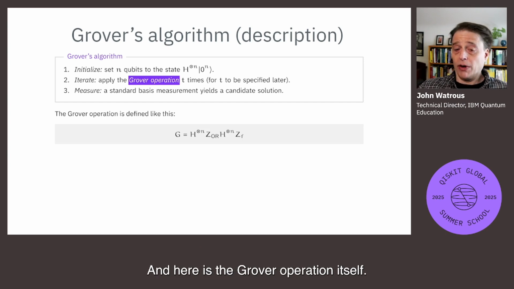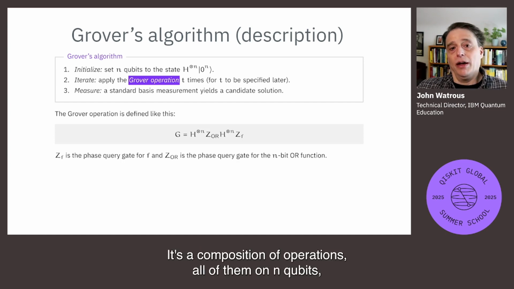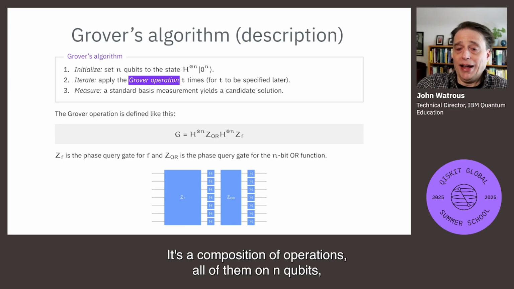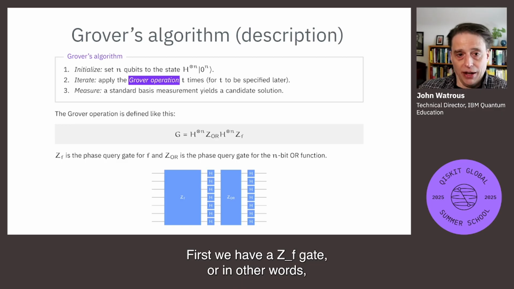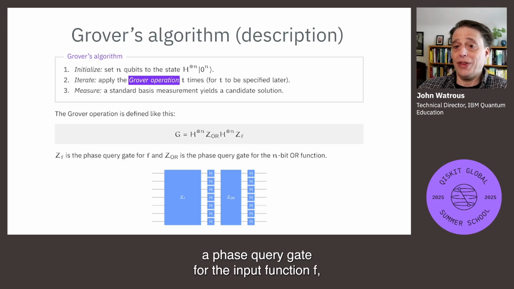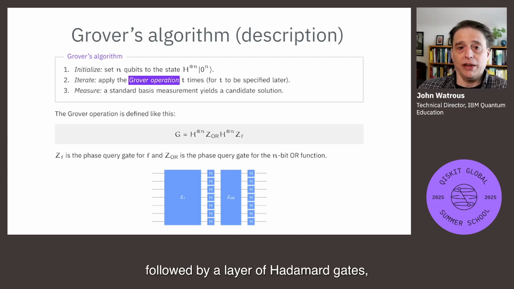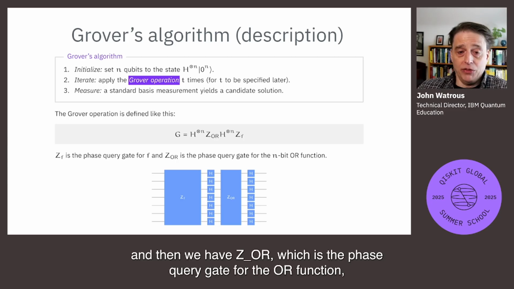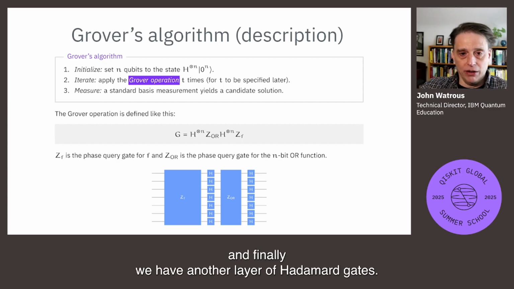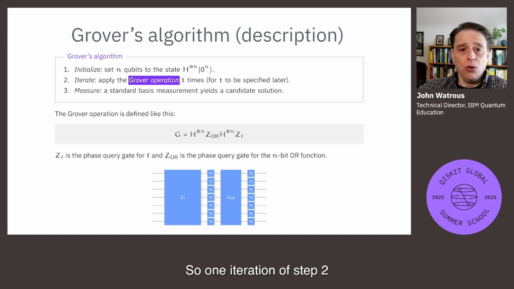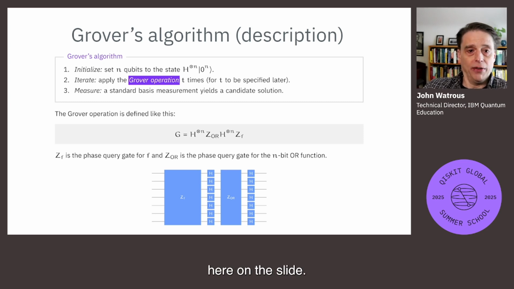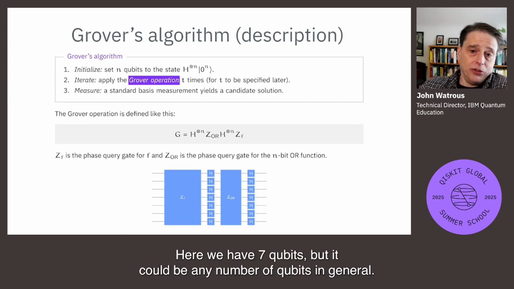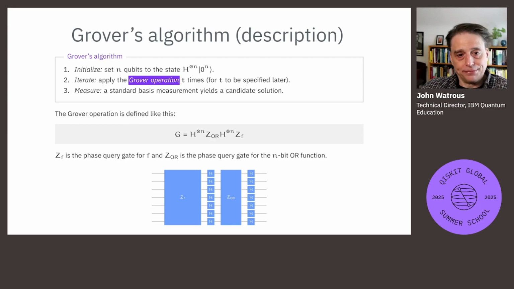And here is the Grover operation itself. It's a composition of operations, all of them on n qubits, so this is an n-qubit operation. First, we have a Z_f gate, or in other words, a phase query gate for the input function f, followed by a layer of Hadamard gates, and then we have Z-OR, which is the phase query gate for the OR function, and finally, we have another layer of Hadamard gates. So, one iteration of step 2 can be implemented by a circuit having the form that's shown here on the slide. And here we have 7 qubits, but it could be any number of qubits in general.